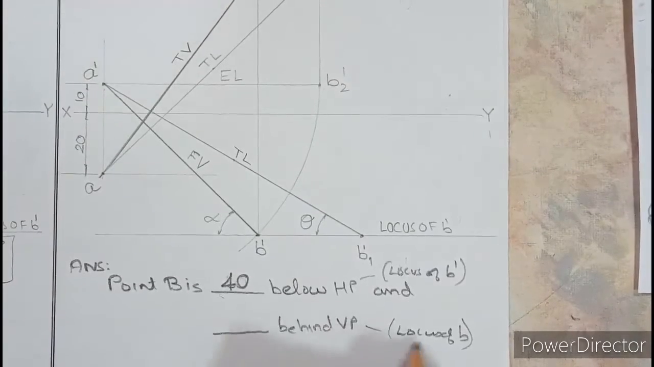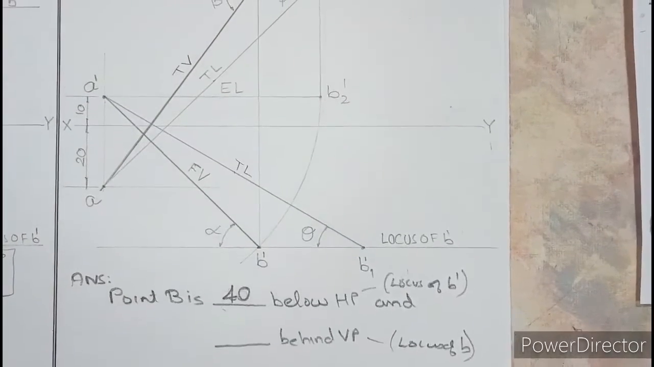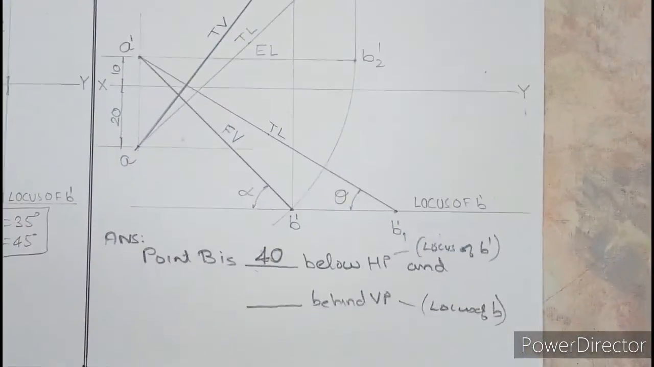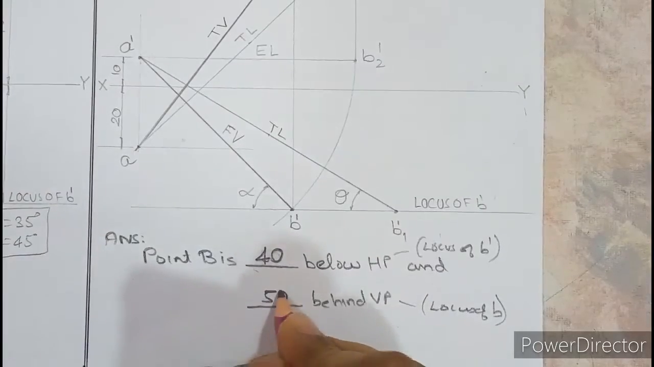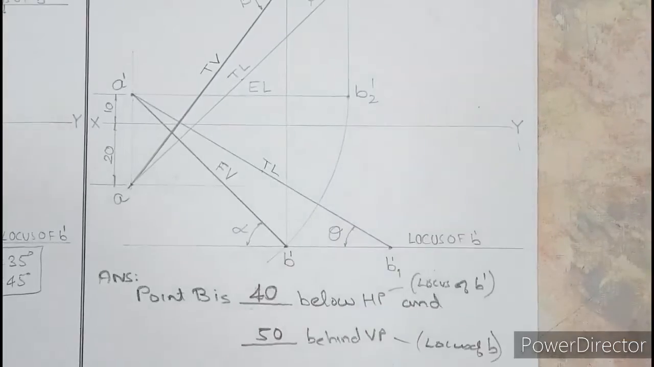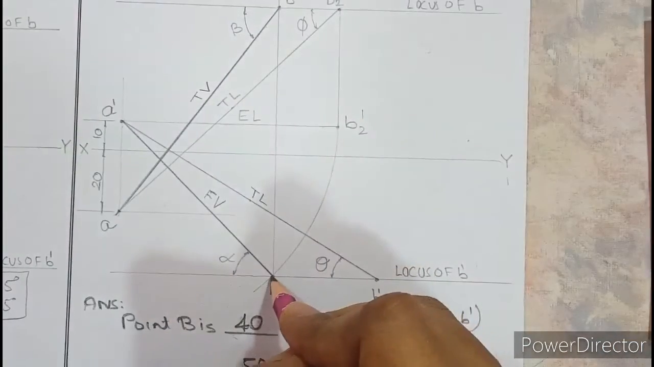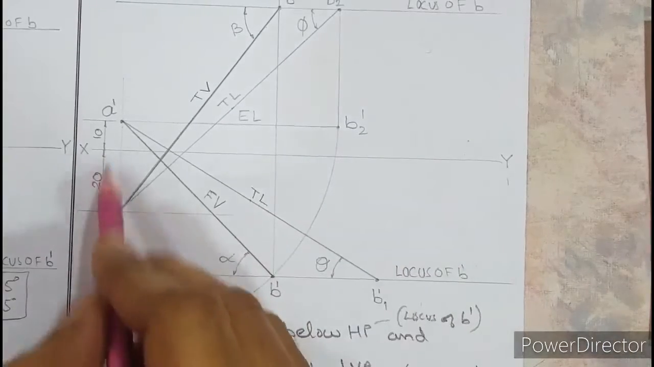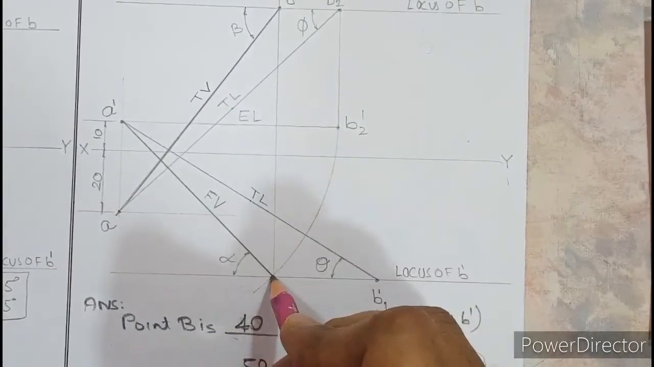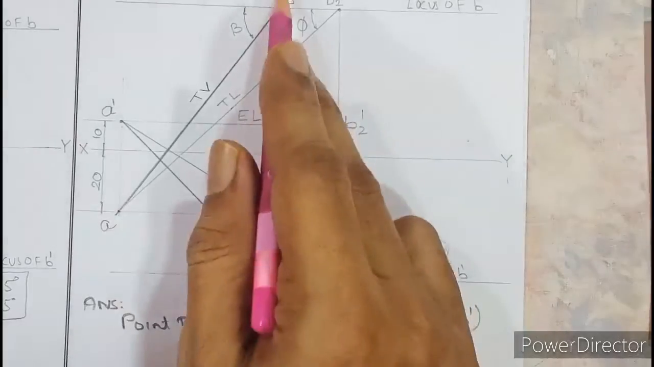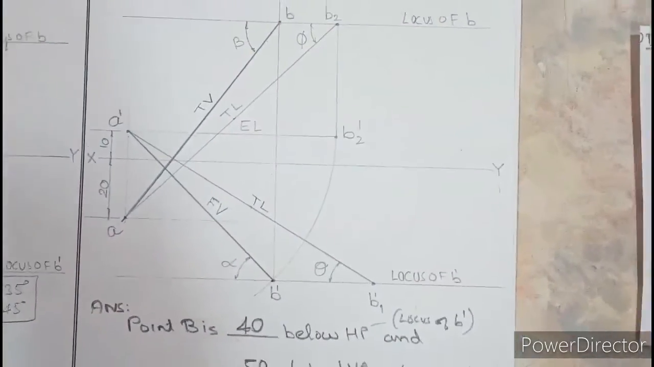And behind VP. Behind VP means you have to measure locus of B from XY. And locus of B is somewhere here. If you measure from XY, it is 50 millimeter. So it is 40 below HP and 50 behind VP. Or you can say B dash means below HP, so you have to measure this. Are you aware that anything below XY is HP, isn't it? So you have to measure B dash from XY, which is 40, and B is 50 above. Okay, so that's how we have answered this question.